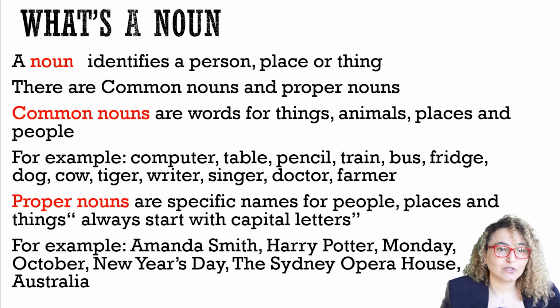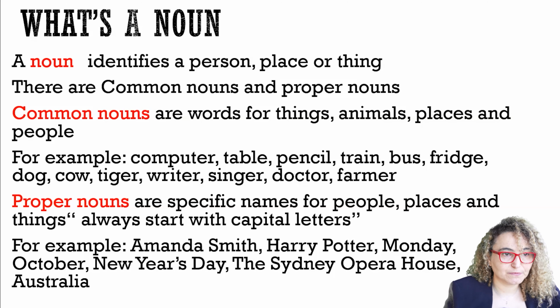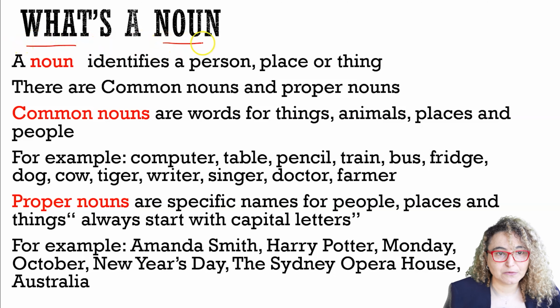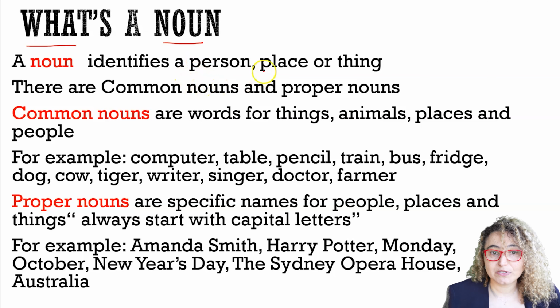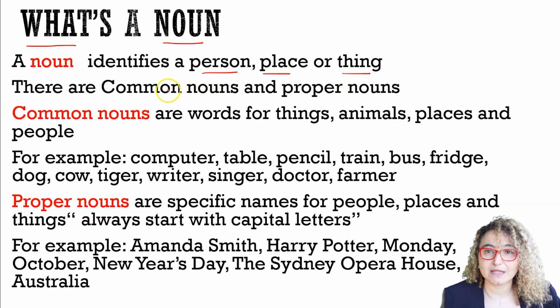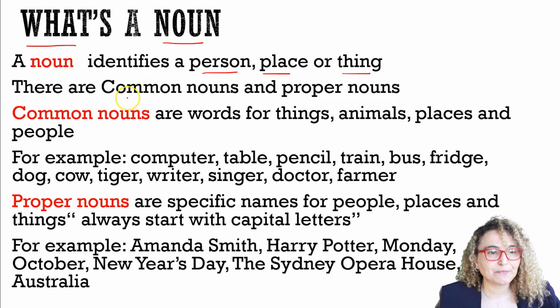First of all, we're going to talk about what's a noun. A noun usually identifies a person, a place, or a thing. So just think about this. Don't worry too much about the word identify or specific words you're not sure about or don't understand, because I will give you plenty of examples. So a noun could be a person, a place, or a thing.